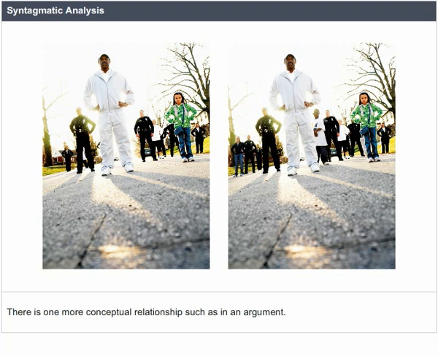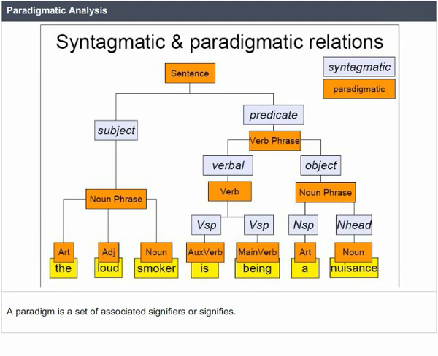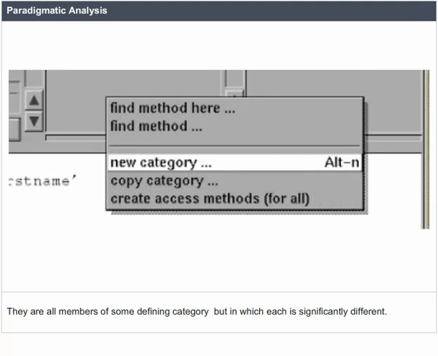Paradigmatic analysis. A paradigm is a set of associated signifiers or signifieds. They are all members of some defining category, but in which each is significantly different. A paradigmatic analysis involves studying the oppositions between the signifiers.